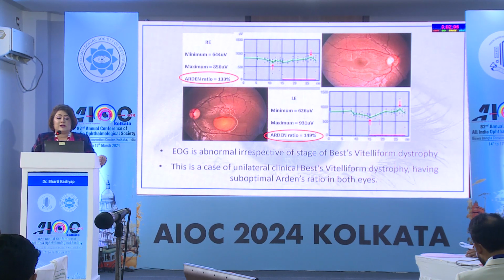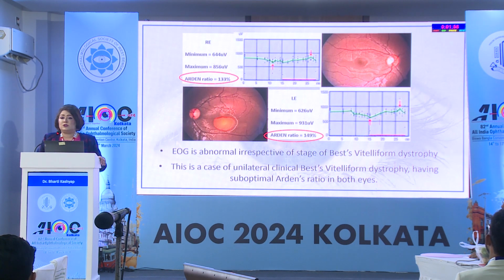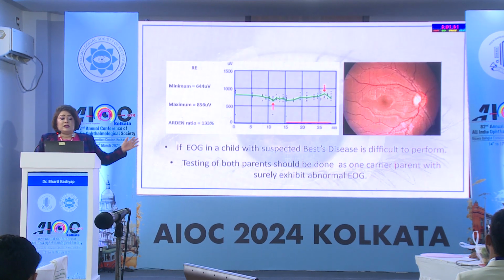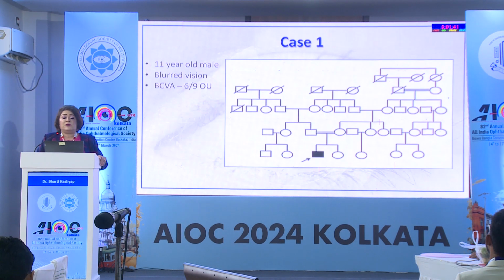EOG is abnormal irrespective of the stage of the Best vitelliform disease. You can see here in one case it is a vitelliform disease, and in another case the fundus is looking normal, but in both cases the EOG is showing abnormal. If a child with suspected Best disease cannot perform EOG, then you test both the parents, because one carrier parent will surely exhibit abnormal EOG.